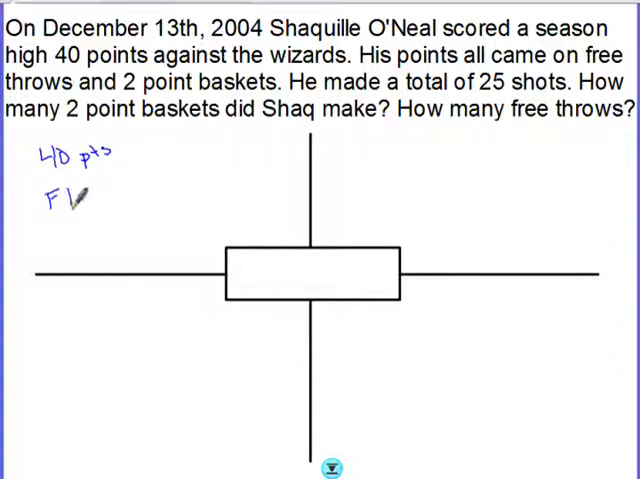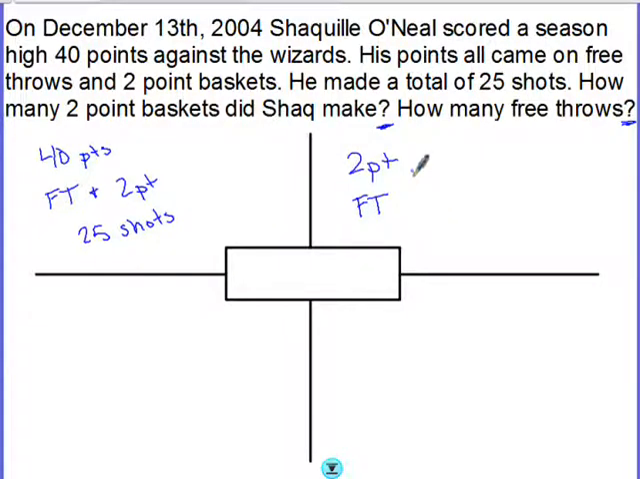He had free throws and 2-point field goals. That's all. Alright, no threes. And he made 25 shots. Alright, so what do we want to know? Well, find your question marks. Alright, number of 2-point baskets and number of free throws.